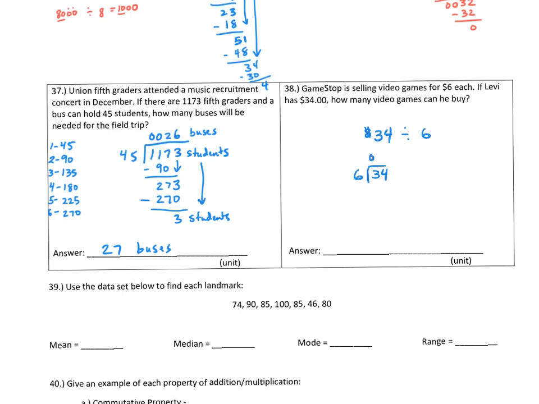6 does not go into 3, it goes into 34 5 times with 4 leftovers. And this 34 was dollars, so I have $4 left. And these are 5 games that I can buy. If I have $4 left, that's not enough to buy a game, so I can only buy 5 video games.